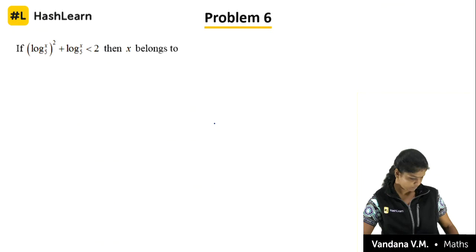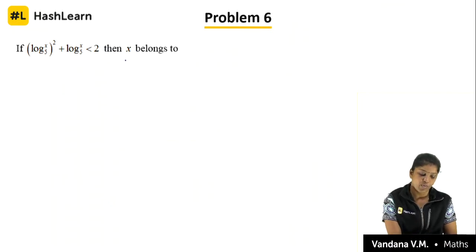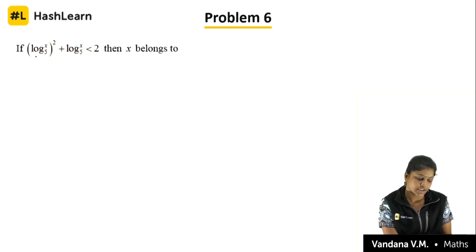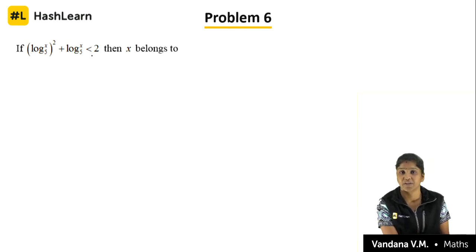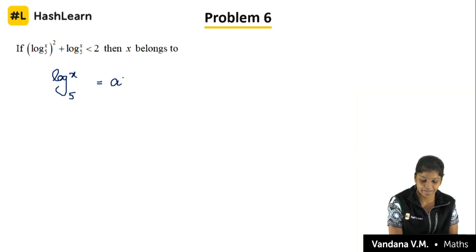Next problem, see. I want the x value and it is looking like a whole square and the same term is repeating. So let me take this as log x base 5 as some a.